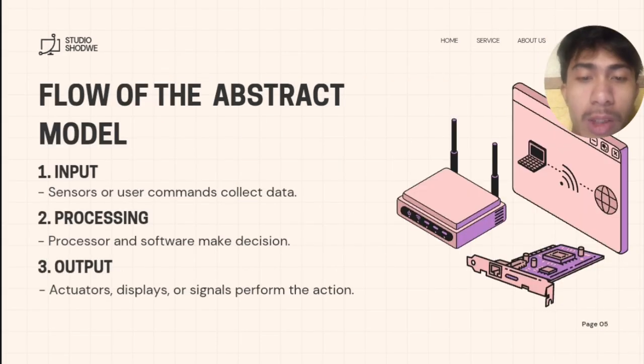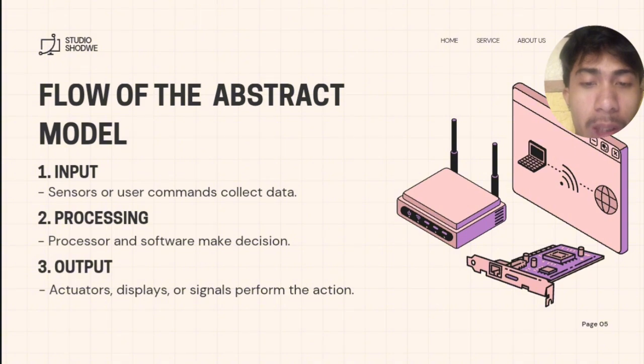Let's move to the flow of the abstract model. This is one of the most important parts because it shows us how an embedded system actually works. The flow can be summarized into three main stages: input, processing, and output. Let's break them down one by one.